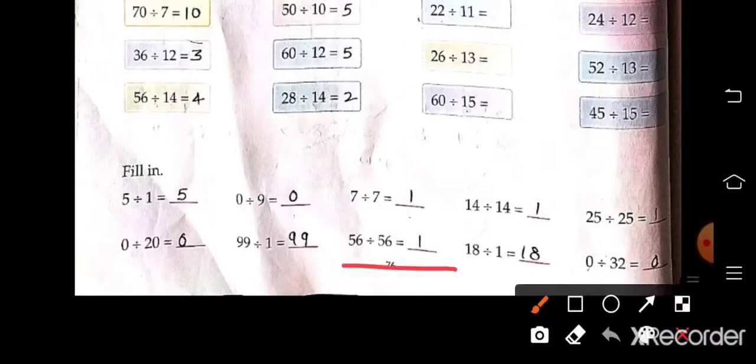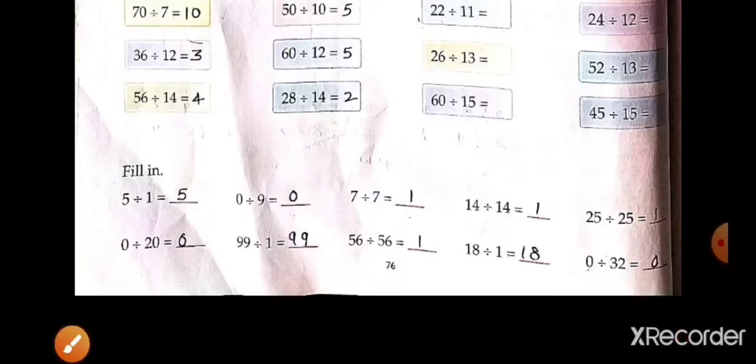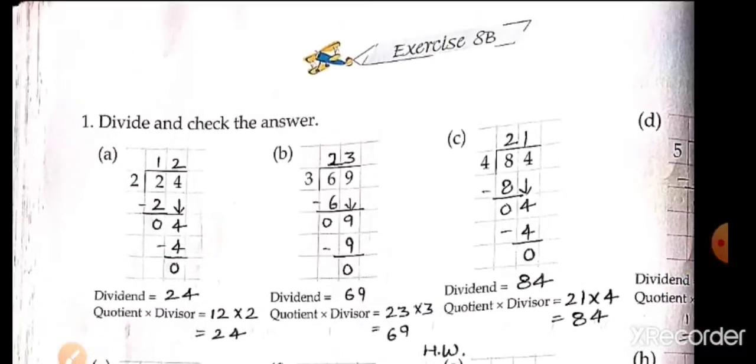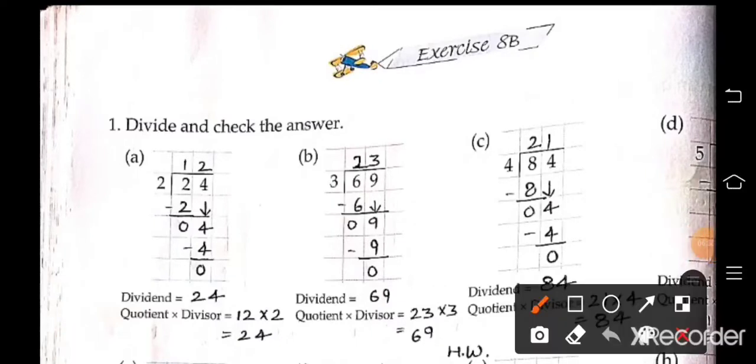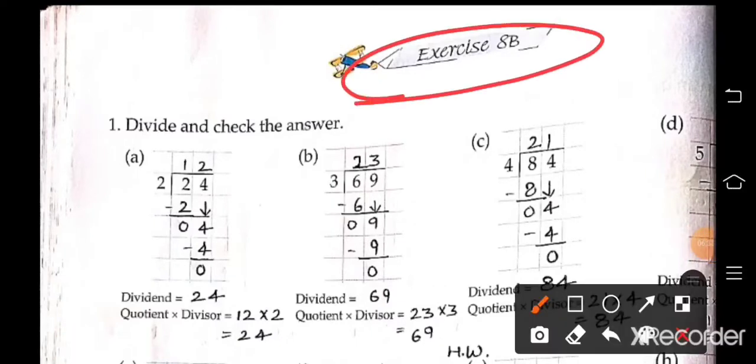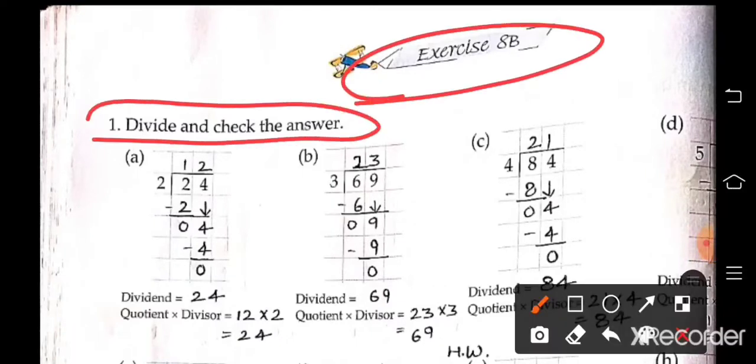56 divided by 56, 1. 18 divided by 1, 18. And 0 divided by 32, 0. Okay, so like this you have to do. Now the next is long division. Okay, so now the exercise. Exercise 8B. Divide and check the answer.